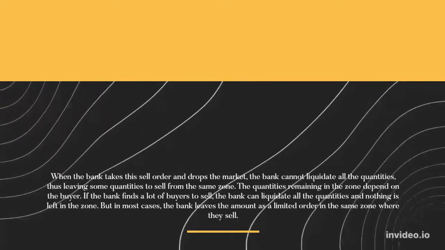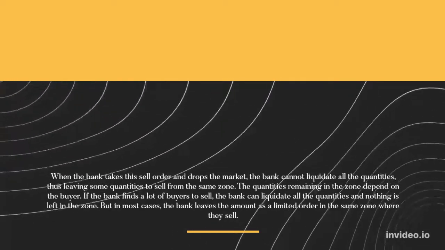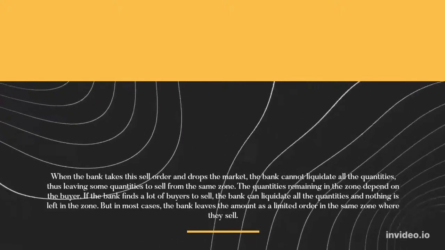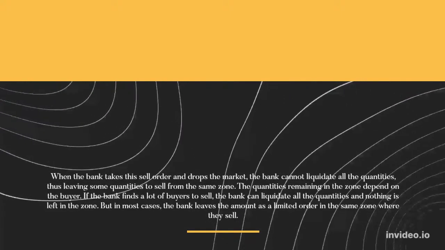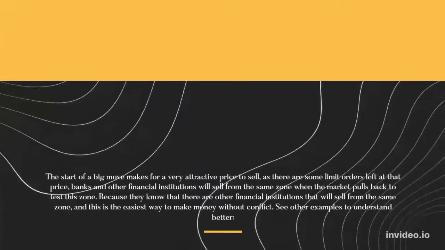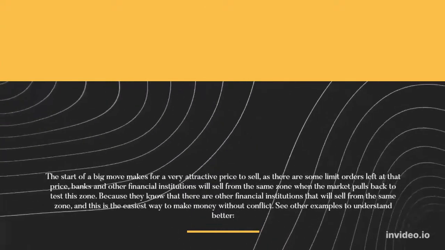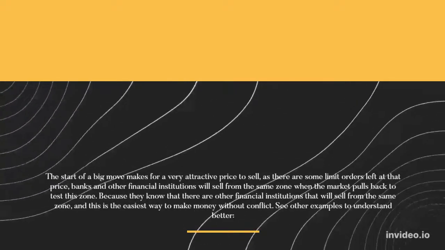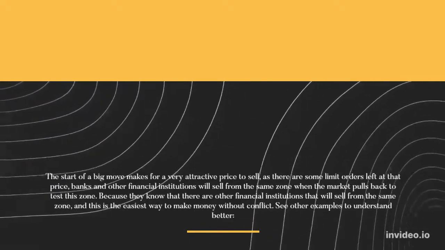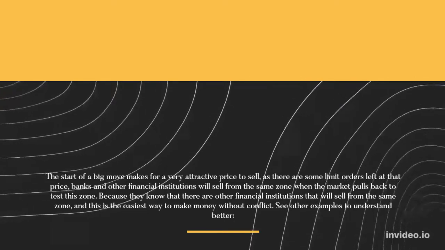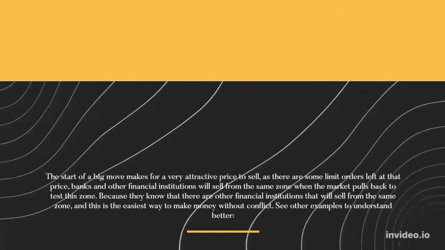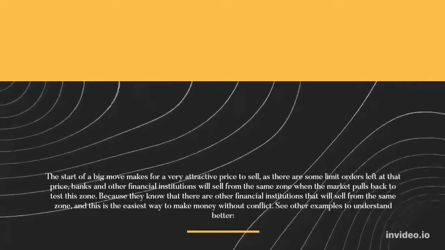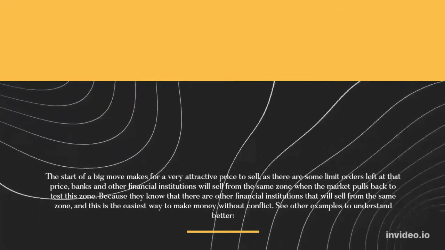If the bank finds a lot of buyers to sell to, the bank can liquidate all the quantities and nothing is left in the zone. But in most cases, the bank leaves the amount as a limit order in the same zone where they sell. The start of a big move makes for a very attractive price to sell, as there are some limit orders left at that price. Banks and other financial institutions will sell from the same zone when the market pulls back to test this zone, because they know that there are other financial institutions that will sell from the same zone, and this is the easiest way to make money without conflict.